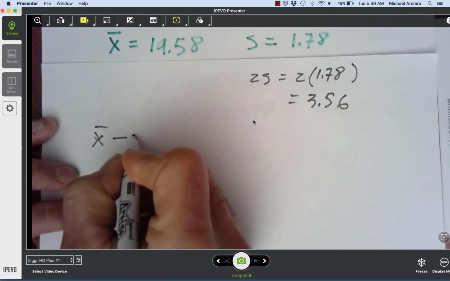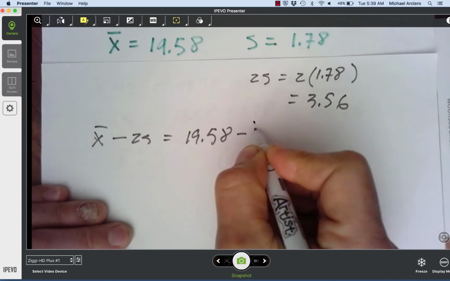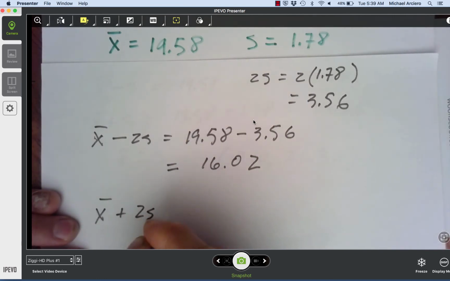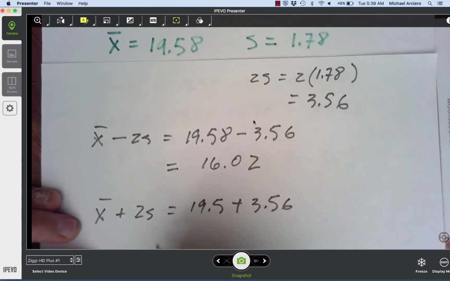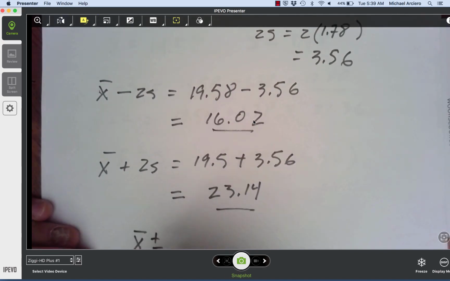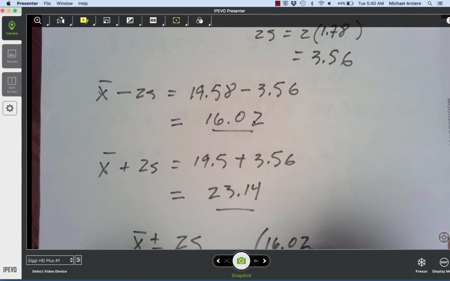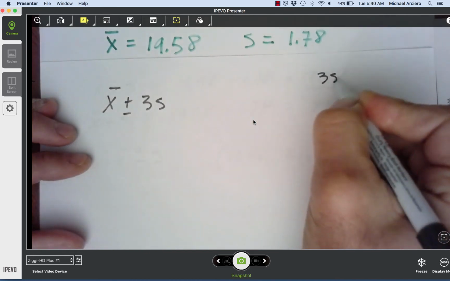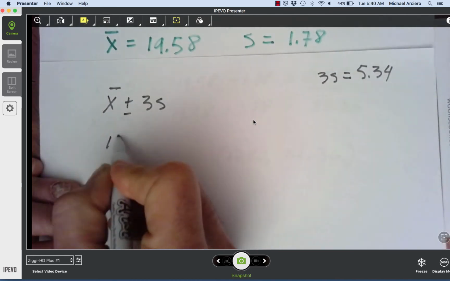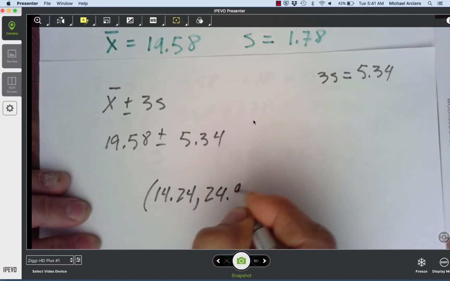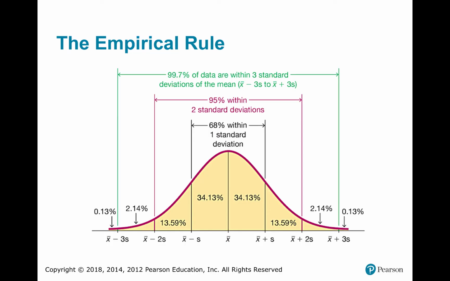We can do the same thing with 2 standard deviations. We can figure out what 2s is and then add it to and subtract it from x bar and get the upper and lower limits of an interval representing 2 standard deviations, from 16.02 to 23.14. Similarly, for 3 standard deviations, we subtract and add 3 times s to x bar and get an interval.